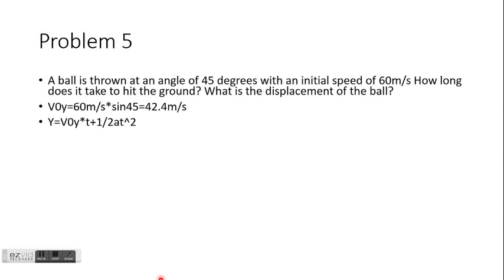y equals v naught in the y direction times time plus 1/2 at squared. So then 42.4 meters per second times time plus 1/2 times negative 9.80 meters per second squared times time squared. That'd be a quadratic, and you can just solve the quadratic. Important note right here, negative 9.80.